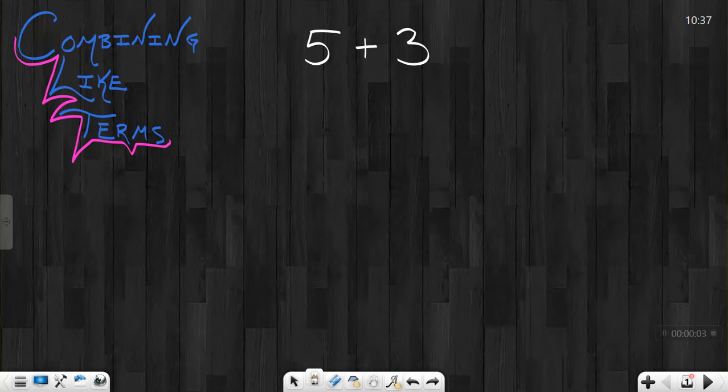It's on operations on polynomials. The specific operation we're going to be looking at is combining like terms today. We're going to talk about what a term is, what makes terms like terms, and why you can combine them, and then go through some examples of how you can combine them.